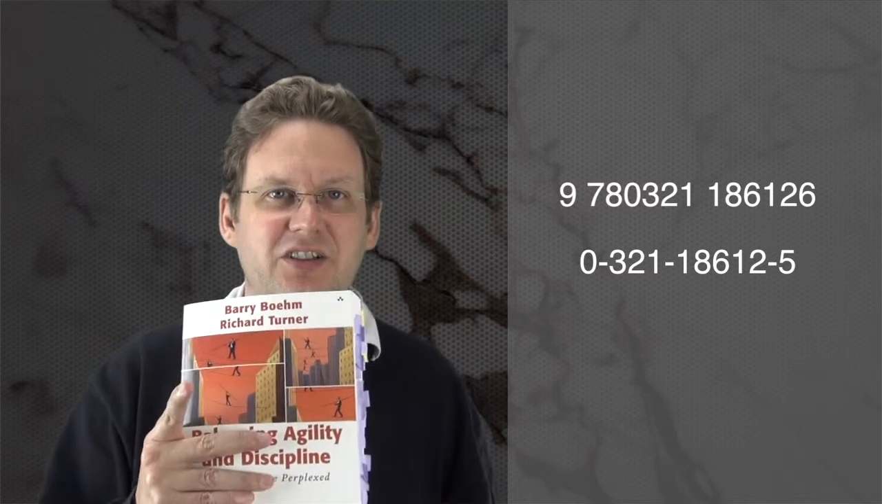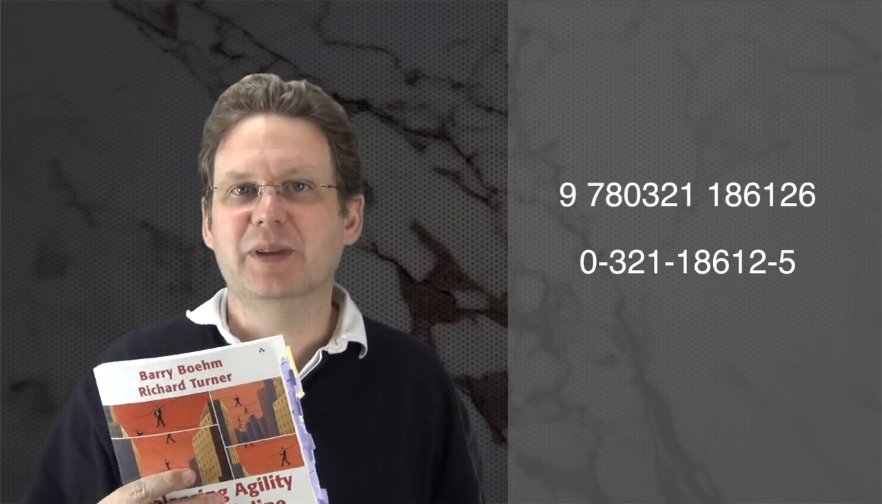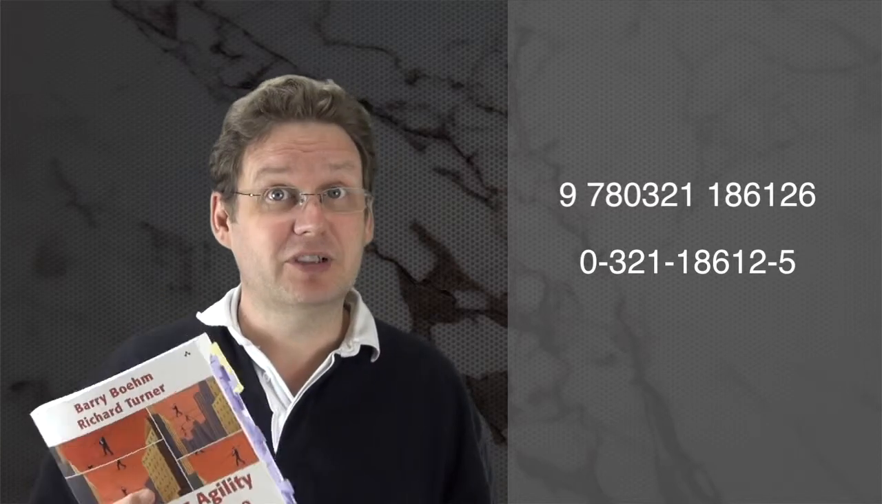There are two types of identity that interest us in the configuration management business: those that identify configurations and those that identify individuals. Let's take a look at the two types of identity. First, identities for configurations. These two numbers both identify the paperback version of Balancing Agility and Discipline, A Guide for the Perplexed by Barry Beam and Richard Turner, first edition, published 2003 by Addison Wesley.